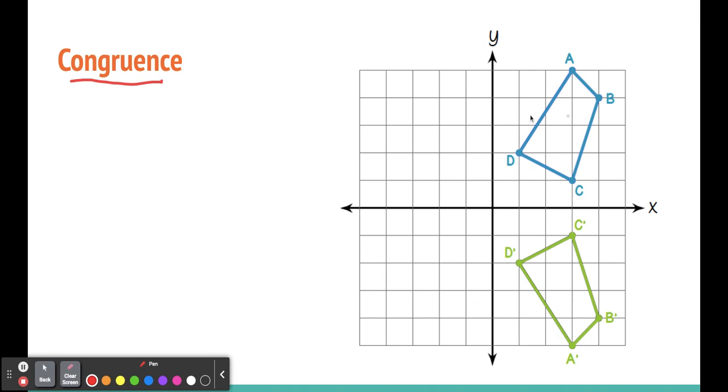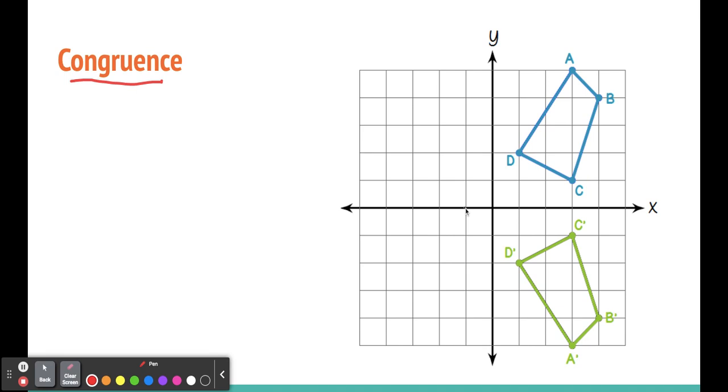Looking at these figures here, I can see that they must be congruent because they are related by a rigid transformation. I don't actually have to measure the side lengths and measure the angles if I can show that they are congruent using a rigid transformation. Here I can see that this is a reflection across the x-axis.